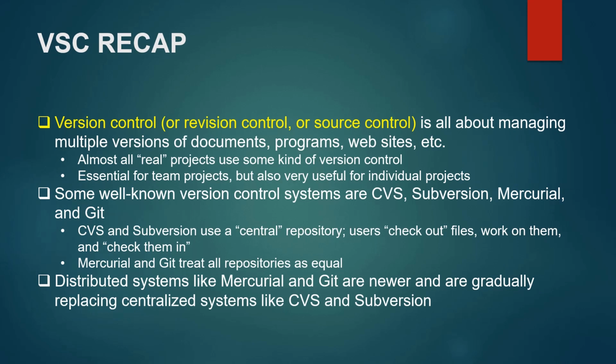So as you can see, just a quick recap, version control, or as some people call it revision control or source control, is all about managing multiple versions of documents, programs, websites, and so on. Some well-known VCSs are CVS, Subversion, Mercurial, and finally Git. Mercurial and Git treat all repositories as equal, and we're going to talk mostly about Git. Distributed systems like Mercurial and Git are newer and gradually replacing centralized systems like CVS and Subversion.